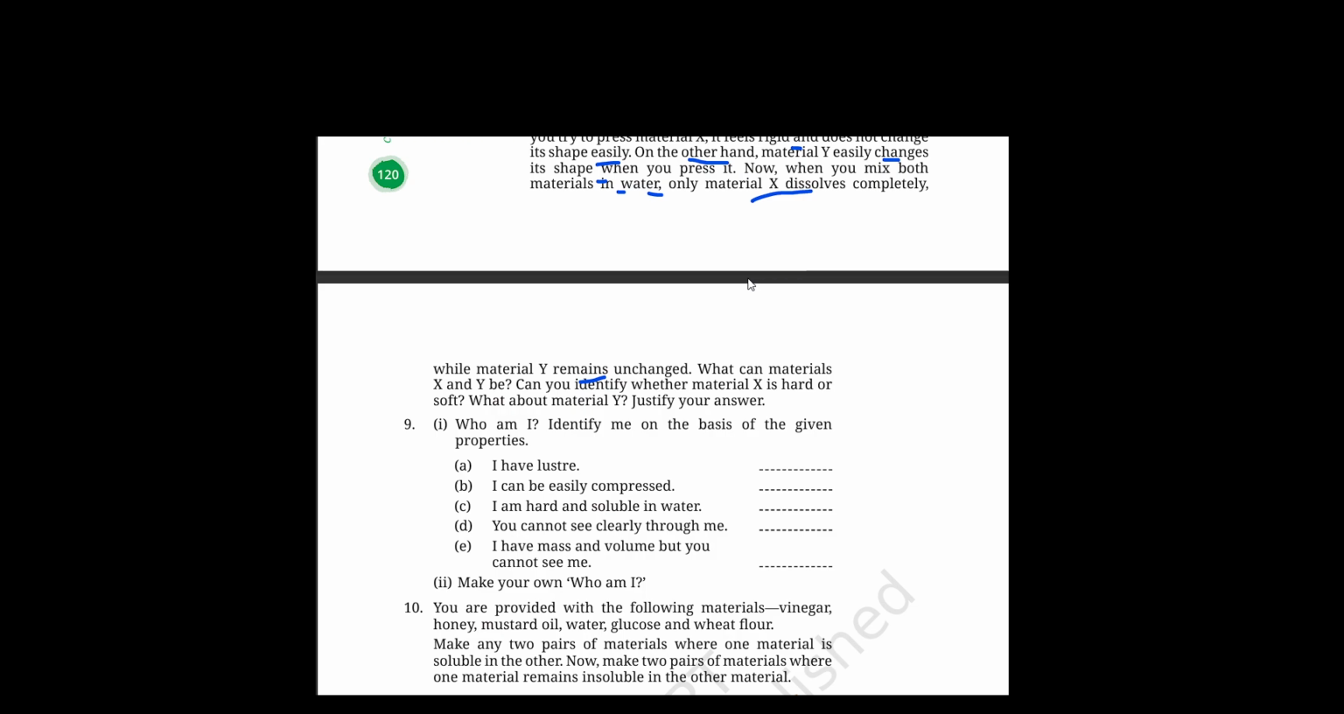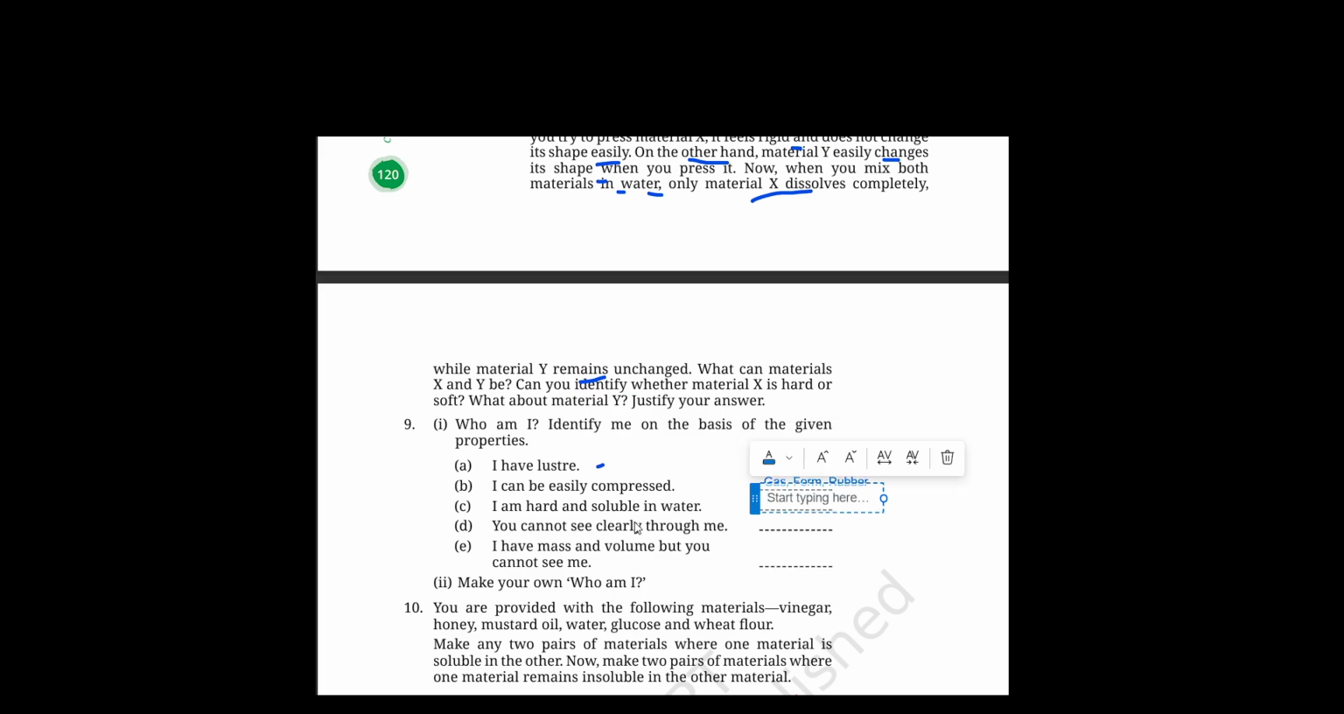Who am I? Identify me on the basis of given properties. I have luster. So what has luster? It must be a metal. So it could be gold, silver, aluminium, etc. Next is I can be easily compressed. So what can be easily compressed? The thing which can be easily compressed could be gas, right? Even foam or rubber. These can be easily compressed.